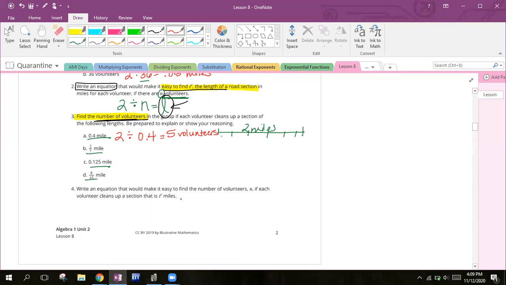It's going to take 5 volunteers to clean up a section that large. Okay, so then I'm going to have 2 divided by 2/7, which will be 7 volunteers. And I'm going to have 2 divided by 0.125. Ignore that little smudge right there. Let me erase that so we don't get confused.